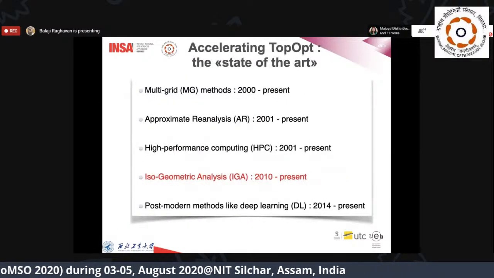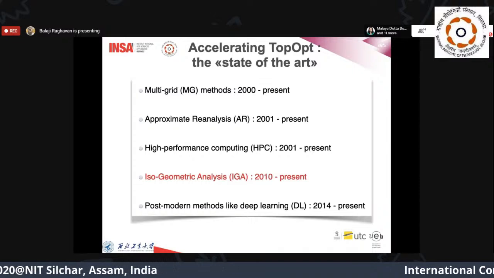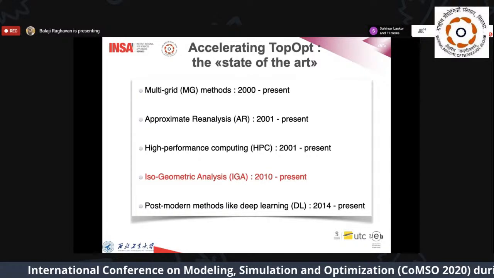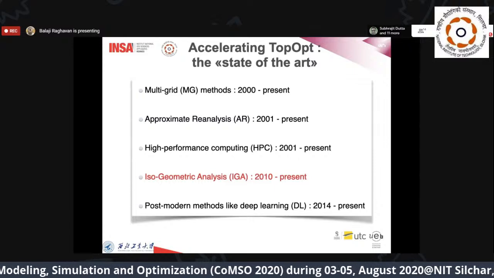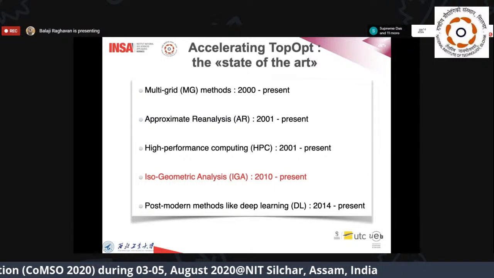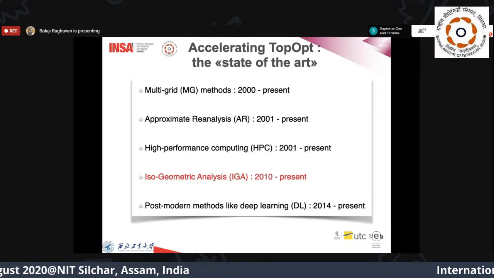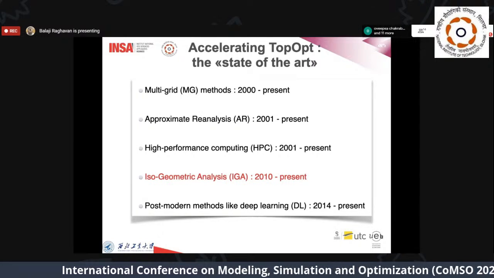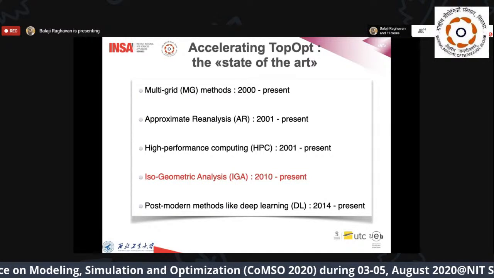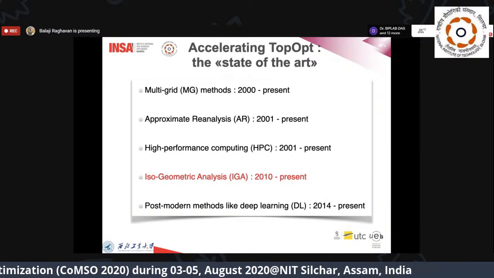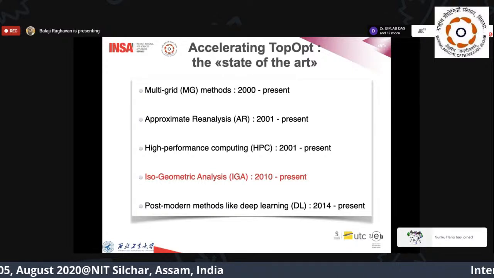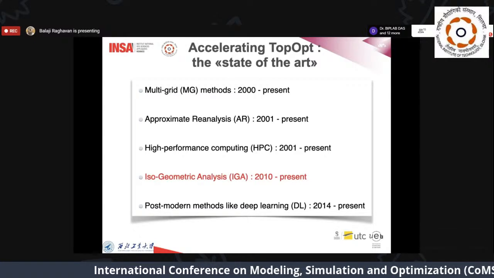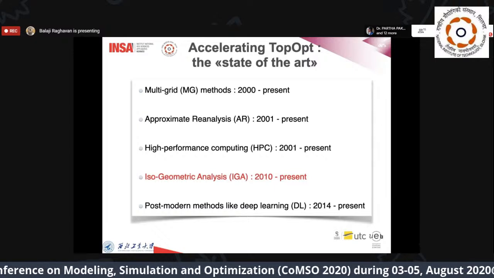So anyway, what is the state of the art? And at various points, I have been part of the state of the art for quite a few of these, so not all. So you have a multi-grid method, which is probably the most effective, started in 2000. Approximate reanalysis, okay, which I'd say the first official use was in 2001. High performance computing, which everyone likes, which everyone uses without even knowing it, 2001 to present. And you got postmodern methods, which I like, deep learning, which honestly, there are people who specialize in these. I haven't had occasion to work on these. However, they are there. And from what the literature reports, these are getting increasingly popular.